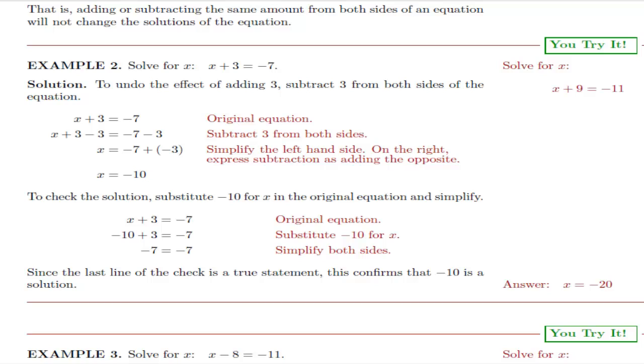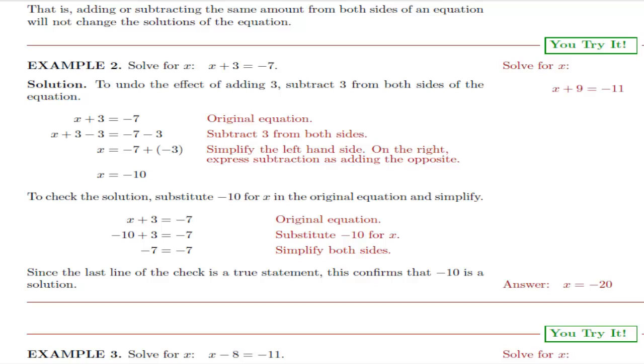Example 2. Solve for x. x plus 3 equals negative 7. Solution. To undo the effect of adding 3, subtract 3 from both sides of the equation. So the original equation is x plus 3 equals negative 7. If we subtract 3 from both sides, we get x plus 3 minus 3 equals negative 7 minus 3. On the left-hand side, the 3's cancel and we're left with x. On the right, we express the subtraction as adding the opposite, so negative 7 minus 3 becomes negative 7 plus a negative 3. Simplifying, we get x equals negative 10.